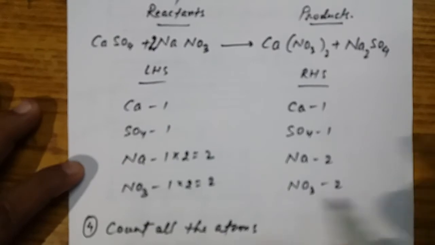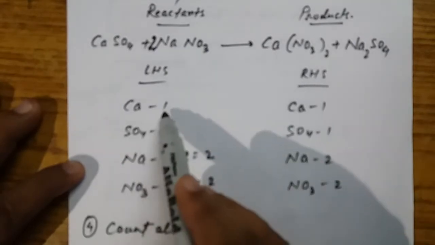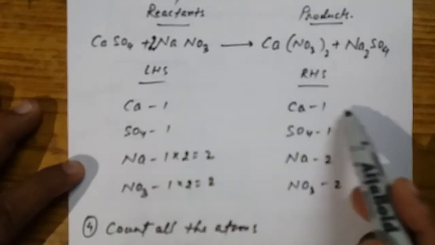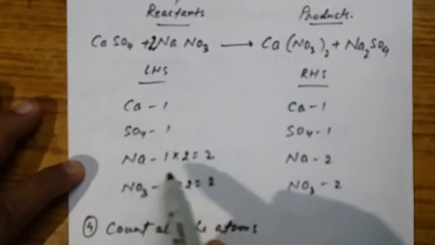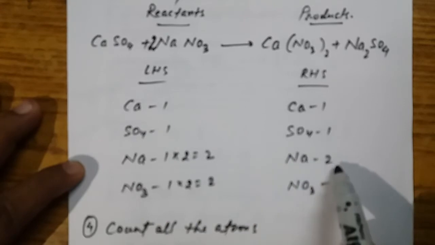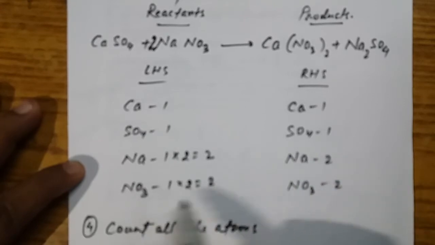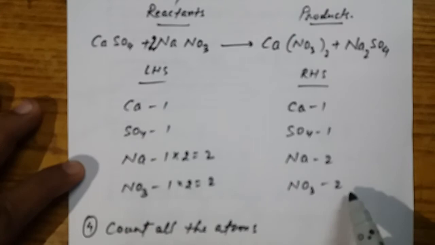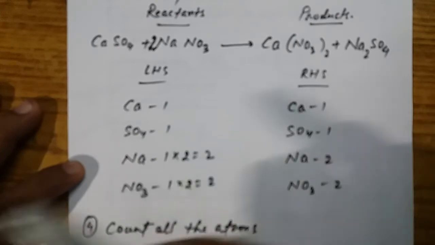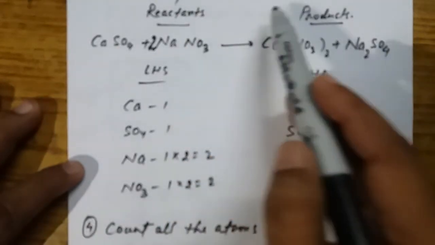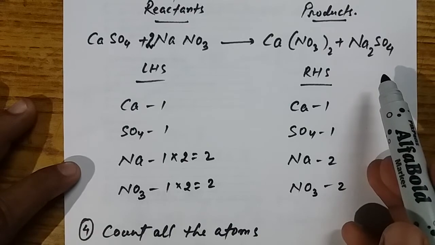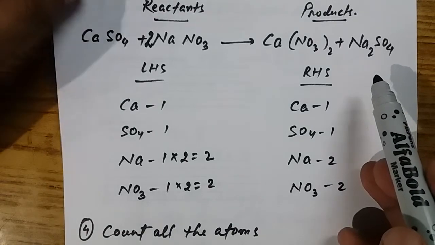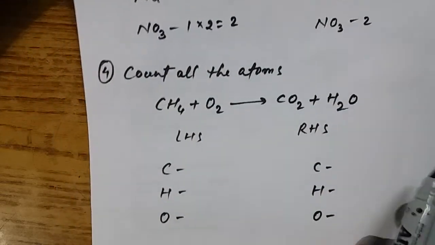Now see what we have got. Ca, calcium, both the sides having 1. SO4 both the sides having 1. Na both the sides we have got now 2 atoms are there. NO3 both the sides we have got 2. In this way we can easily, by taking the polyatomic ions as one item, solve this balancing the chemical equation very easily.